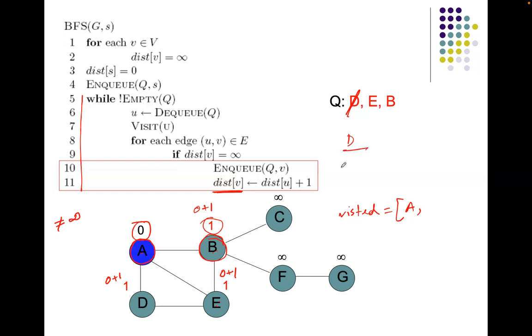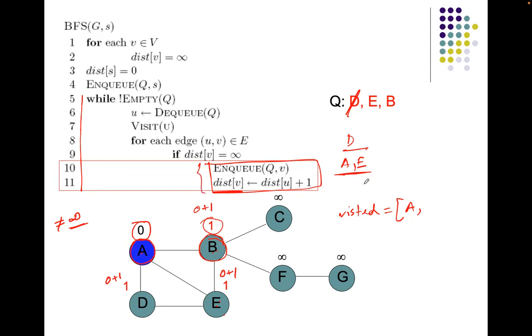Okay, so D has neighbors A and E. For every child of D, first we're going to check the distance value. If the distance value is infinite, then only we're going to run these 2 lines of code, meaning we are going to explore the node and enqueue it. But both of the children A and E have a distance value which is not infinite. That means they are already visited by some other node, so we're not going to do anything.